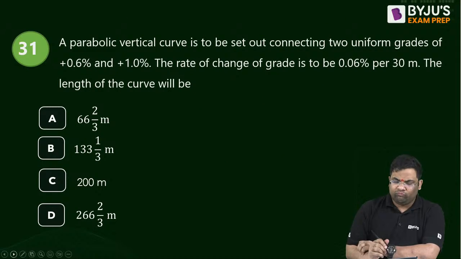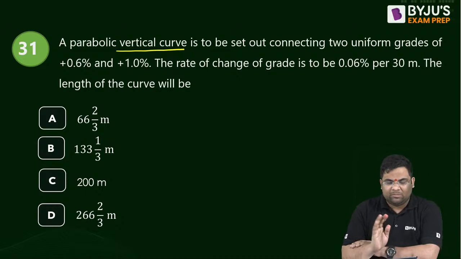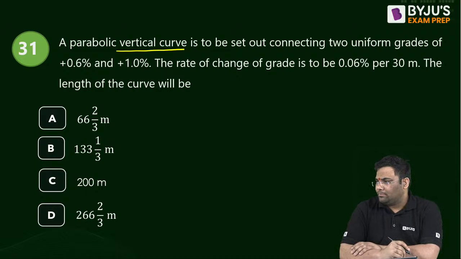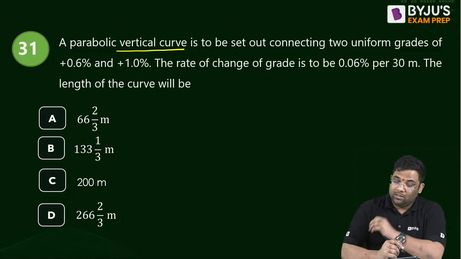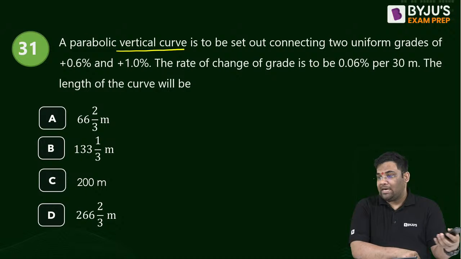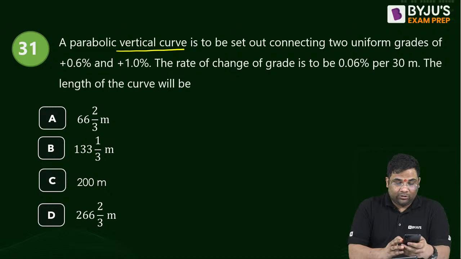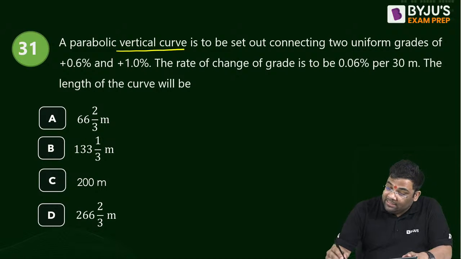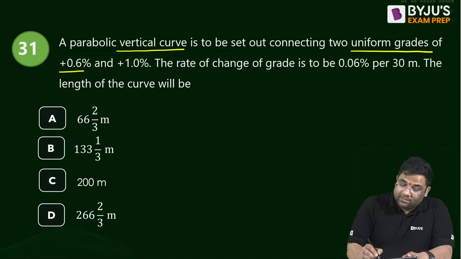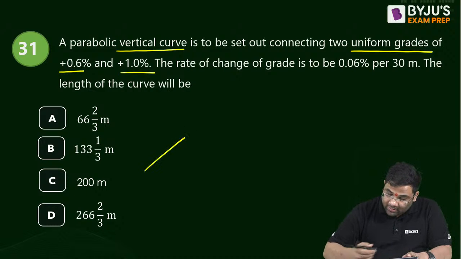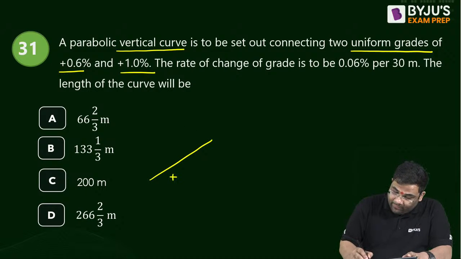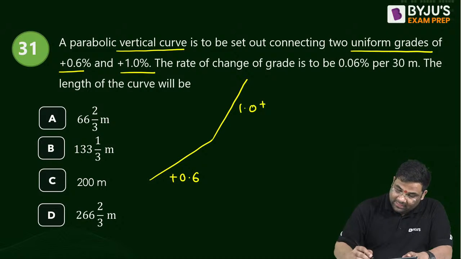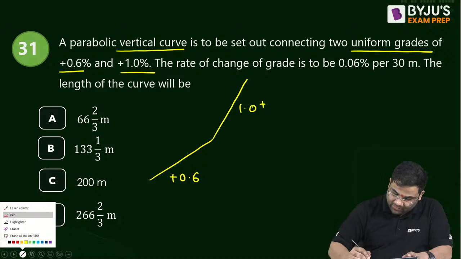31st question. Vertical curves. Solve this. 57.32. Now solve this question. If you know the answer, please try to solve. This is a standard question asked. So how to solve this? You see, a vertical parabolic curve is given, comprising two grades. First it is given as 0.6 positive, and then plus 1 positive. And this will be the curve formed, I can say.